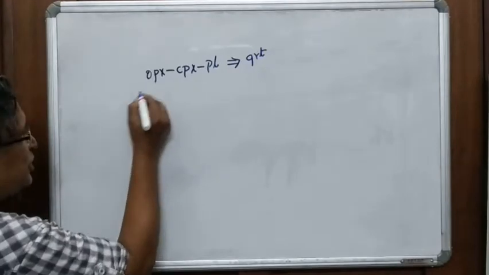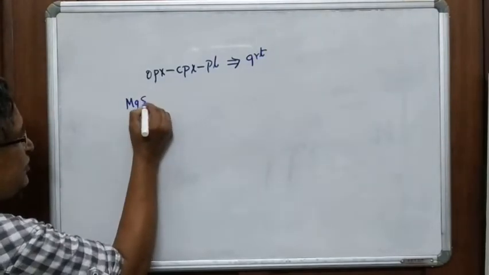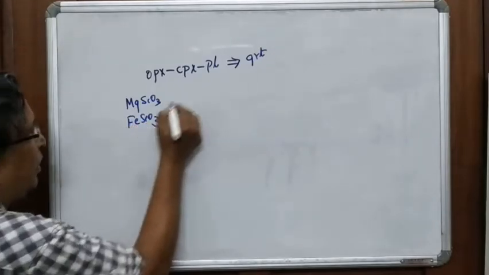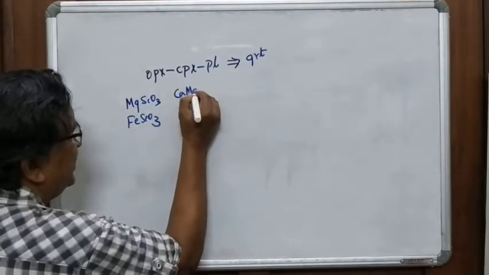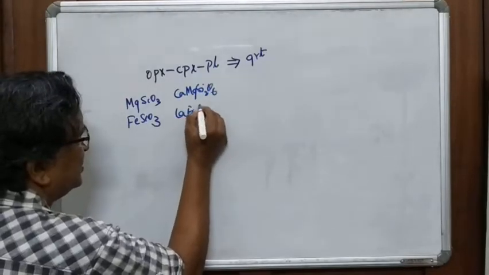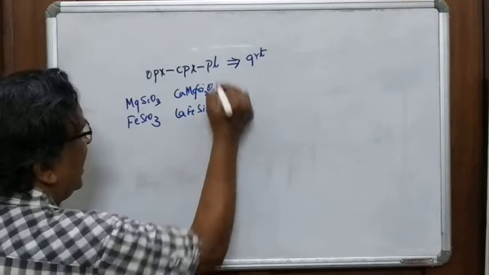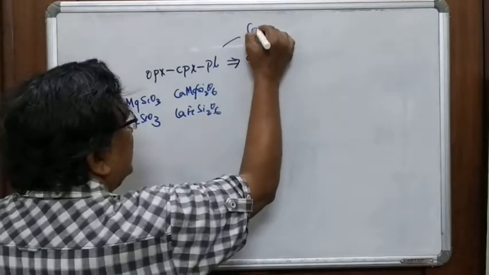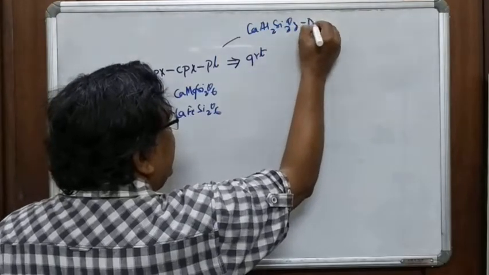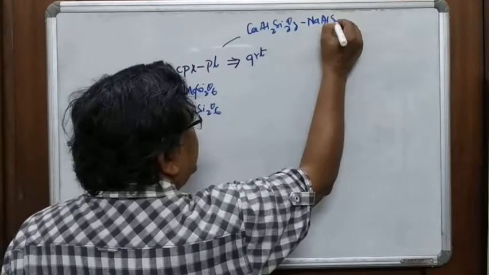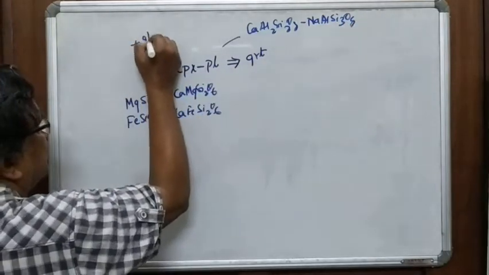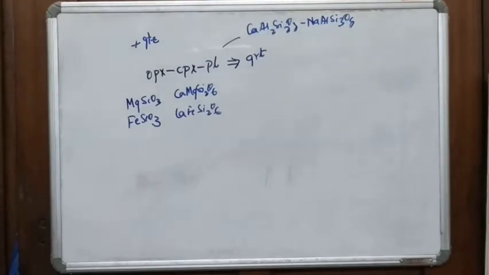Now the composition of orthopyroxene is MgSiO3, FeSiO3, clinopyroxene CaMgSi2O6, CaFeSi2O6, and plagioclase is CaAl2Si2O8 and NaAlSi3O8. Of course, you have plus quartz. So this is the assemblage.